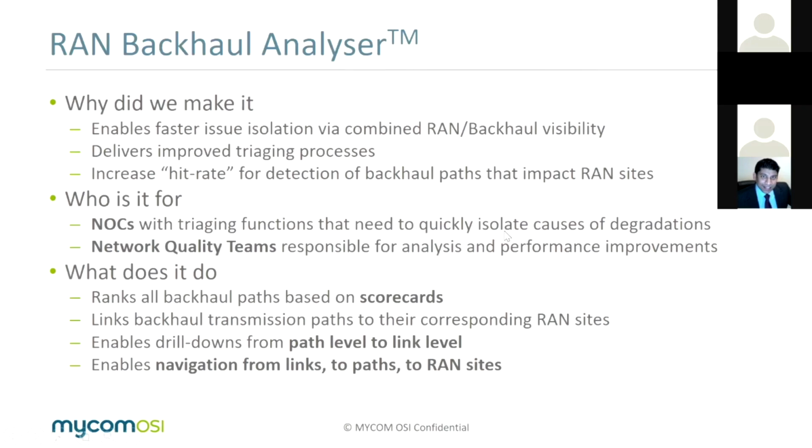We have solutions such as RAN backhaul analyzer, which combines the capabilities and the performance related KPIs and the inbuilt algorithms between radio and backhaul performance management through scorecards, and looking at the path level to link level, as well as allowing you to navigate to links, to paths, to the RAN sites to quickly isolate those degradations, whether it's a radio problem or a backhaul problem or a transmission problem or a core problem, because we are able to model the topology through configuration management tools and enrich this with our data. We are able to quickly isolate this beyond the radio and the RAN level as well.